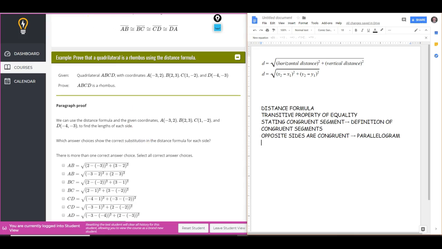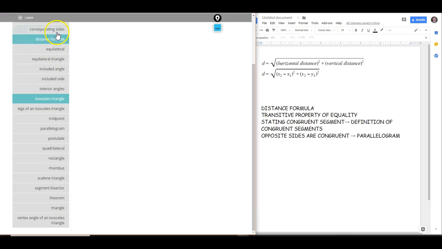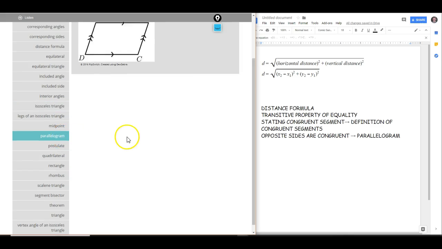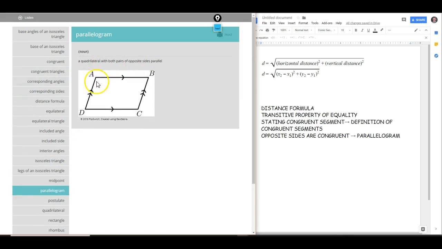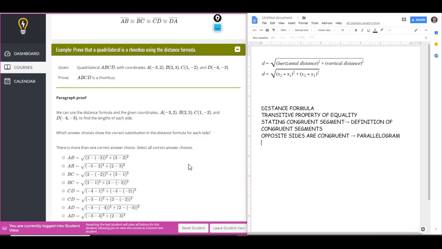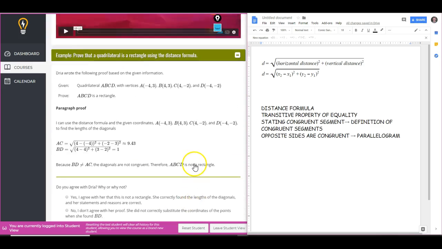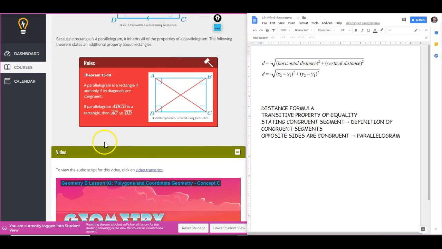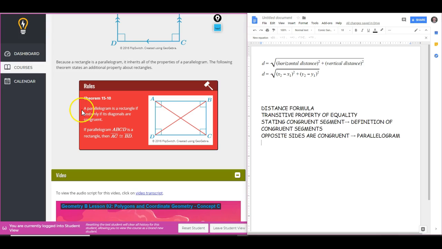The way I would check it is I would first jump to the key terms, click on parallelogram, and it just tells us that a parallelogram is a quadrilateral with both pairs of opposite sides parallel. So that doesn't help me with this theorem. So I'm just going to scan back up through here. Since it's not in the key terms, I'm going to look for red boxes, because red boxes have our postulates. This first one says a parallelogram is a rectangle if and only if its diagonals are congruent.